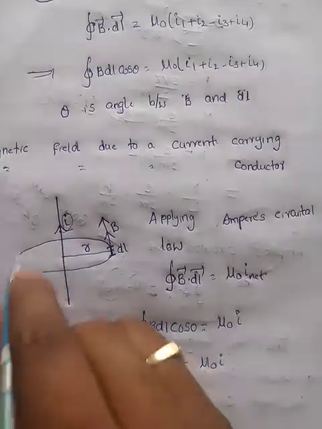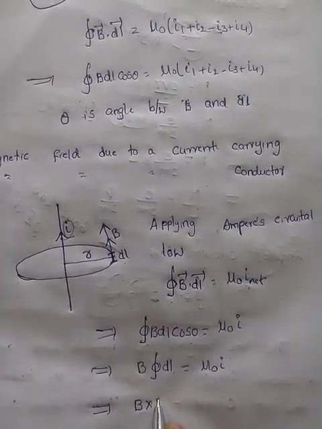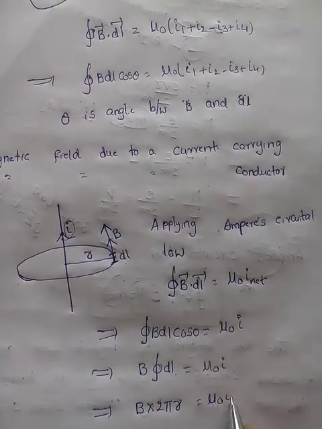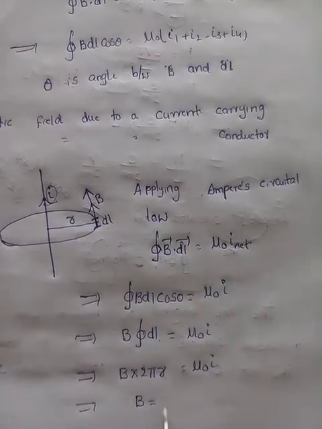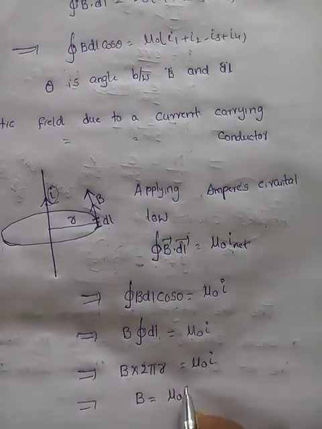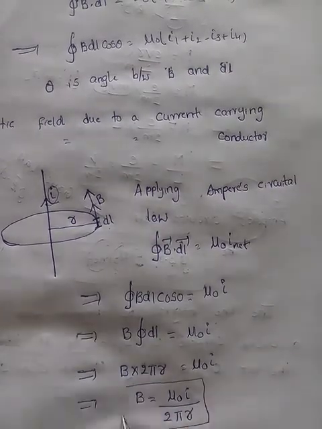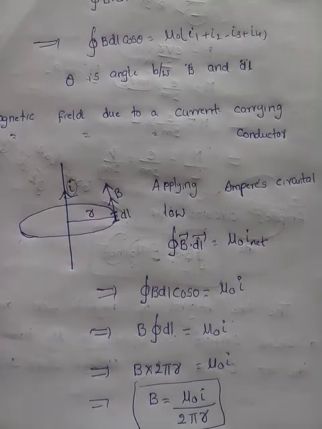The integral of dl is L. What is the length of the loop? This circular loop's length is its circumference. So, it becomes B times 2 pi r equals mu naught I. Finally, what we want is B, the magnetic field, which equals mu naught I by 2 pi r. So, this is the magnetic field due to a current carrying conductor.